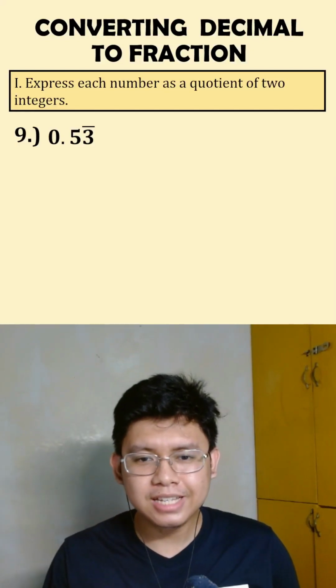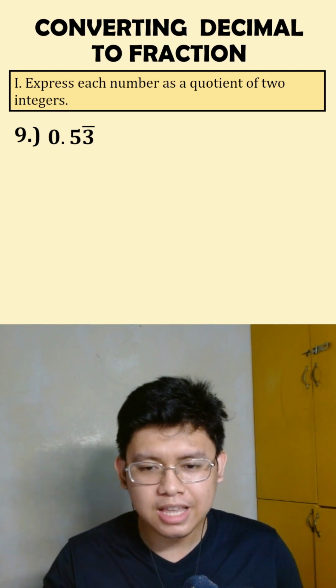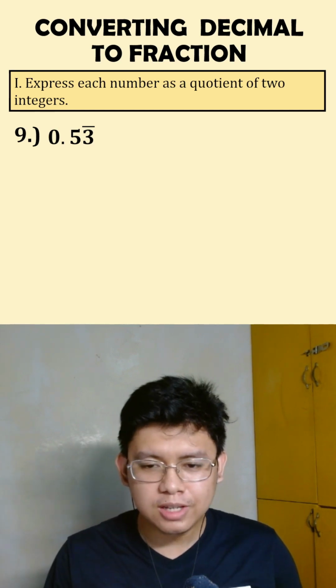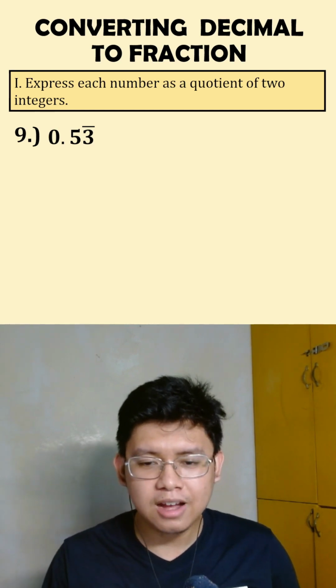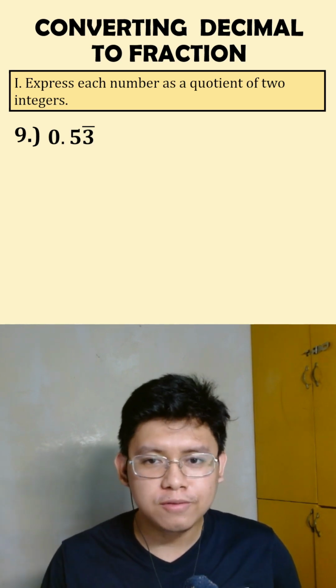So, let's convert this decimal to fraction. So, we have here 0.5 and 3 bar. So, dito sa decimal natin, ang repeating digit natin ay si 3 lang. So, paano natin to i-convert to fraction?